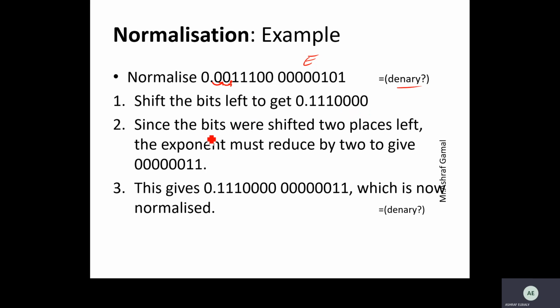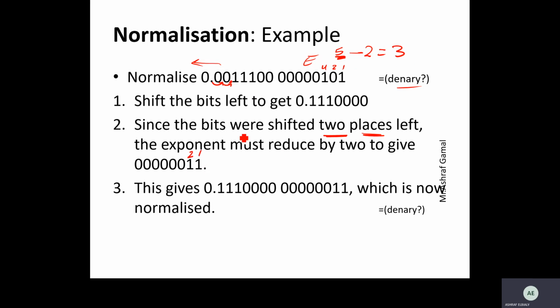And then since the bits were shifted 2 places to the left, the binary point has moved 2 places. That means the exponent must be reduced by 2 as well. The exponent value here is 1 plus 4, which means 5. We have to reduce this by 2, so this will give us 3. What's the value of 3? It's 1 plus 2.